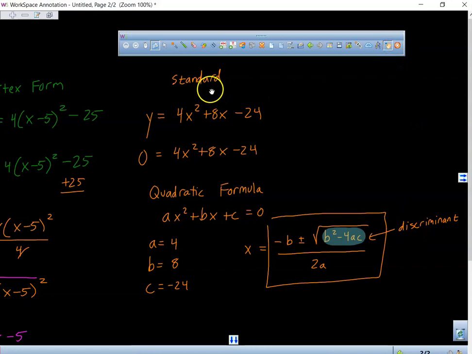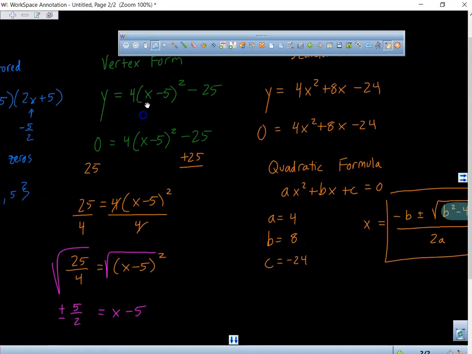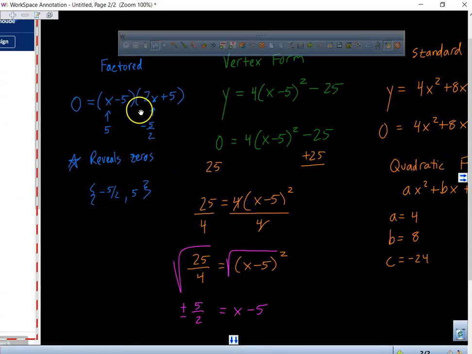So in standard form, what would you use to find your zeros? Quadratic formula. Vertex form, what property are you going to use? The square root property. And in factored form, what are you going to use? The zero product property for that. Okay? Whew. That's a quick review. You got that in your journal. It's going to help you with these problems.